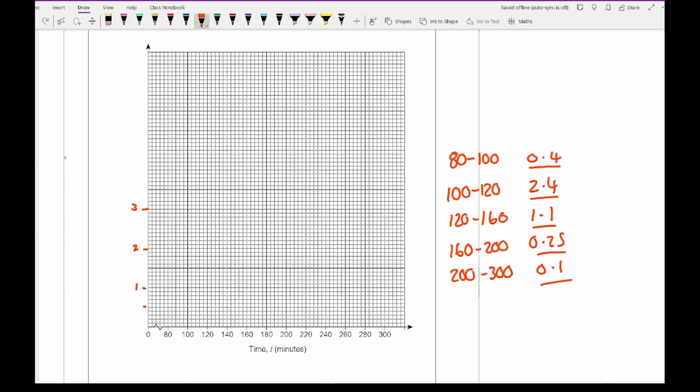So let me quickly do this, because it shouldn't take that long. So 0.4 is about there. Then the next one is 2.4, which is about there. Then we're looking at 1.1, which is there. Then 0.25, which is there. And then 0.1, which is like a very thin sliver. And there we go. And that concludes the end of this paper.